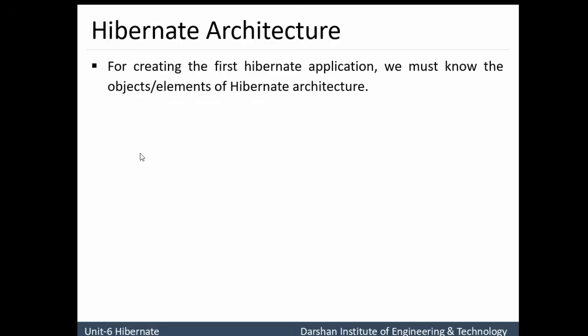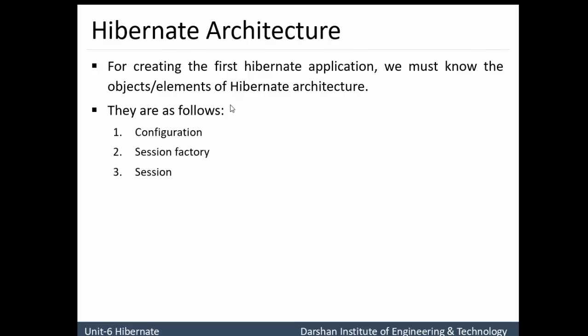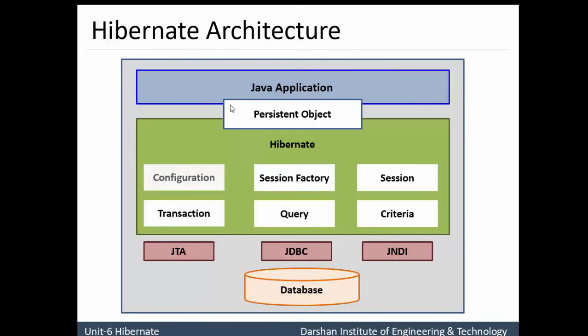For creating the first Hibernate application, we must know the objects or elements of Hibernate architecture. So all the elements of Hibernate architecture of backend API are as follows: Configuration, SessionFactory, Session, Transaction, Query, and Criteria. Explaining each of the elements in detail.